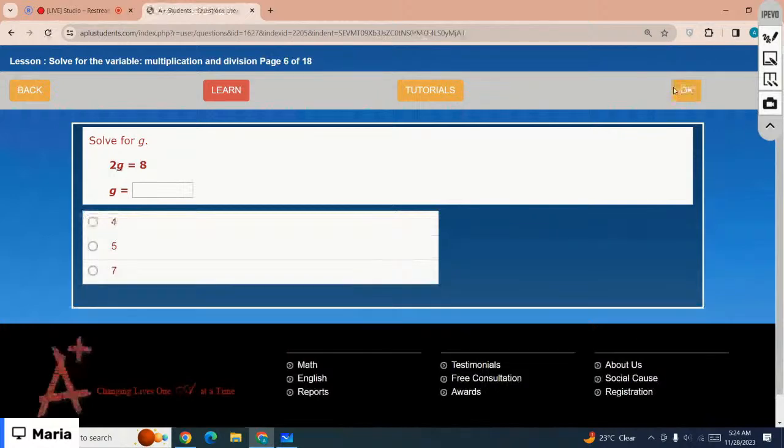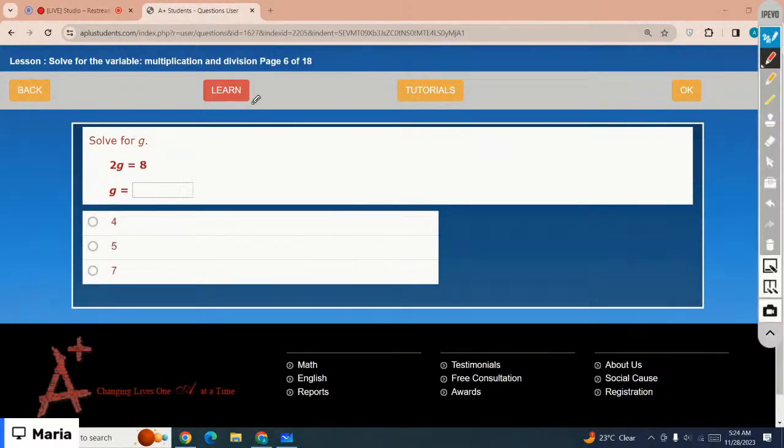Okay, 2g equals 8. So 2 is multiplying g, right? You need to isolate the variable g, right? You need to remove that 2. How do you remove it? You can divide, because opposite to multiplication is division, right? So you can divide both sides of the equation by 2. 2 times 1 is 2. You are left with g here.